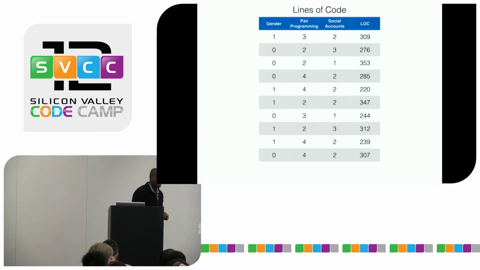So we convert gender to binary. Almost every machine learning algorithm likes numbers, so we convert that to binary. So 1 would be female, 0 would be male.